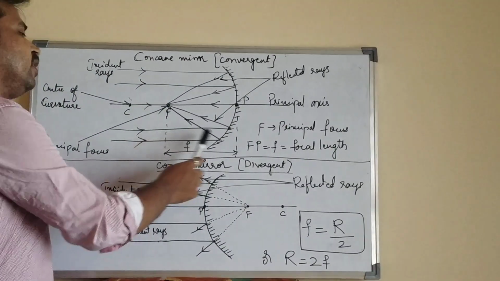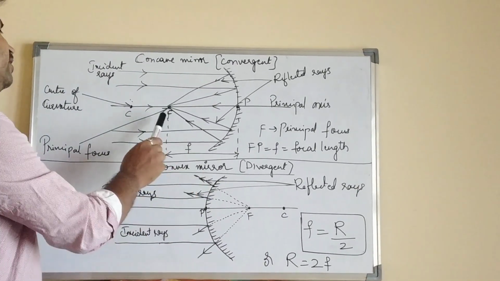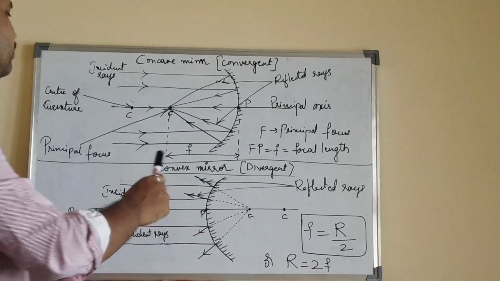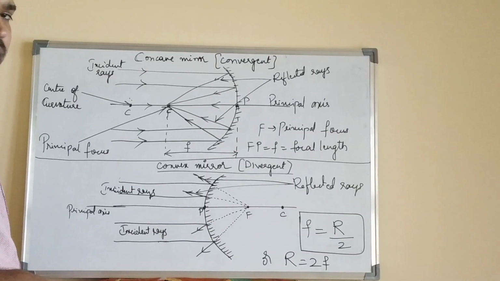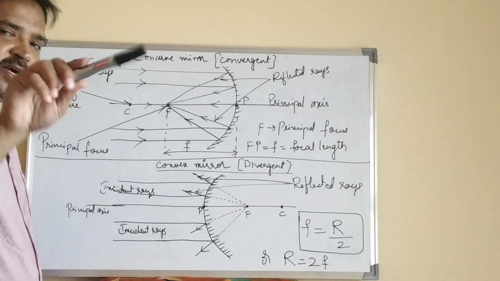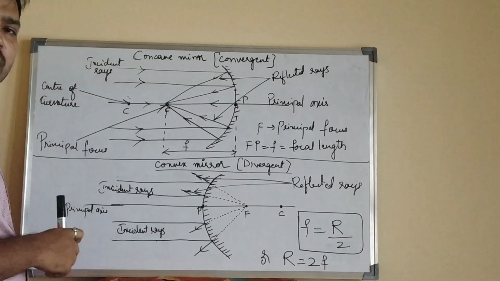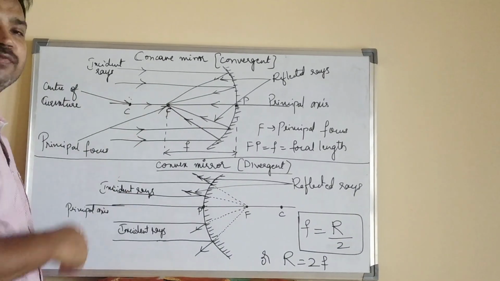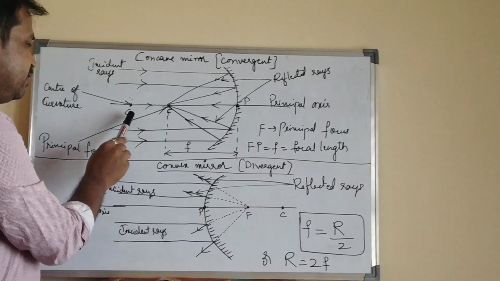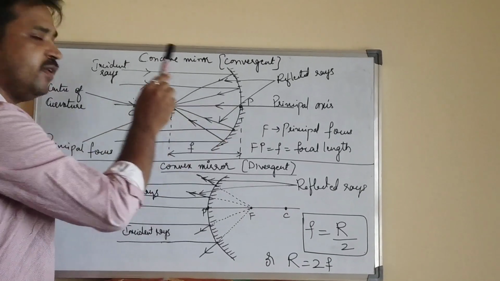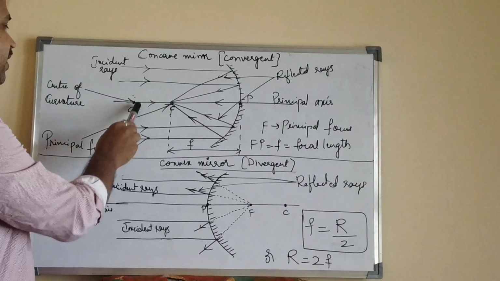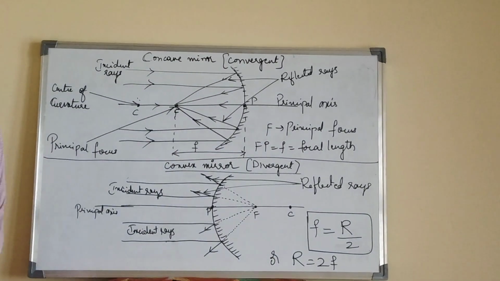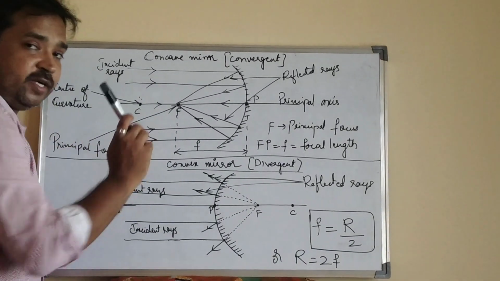I repeat, the focal length of a spherical mirror is defined as the distance between the principal focus and the pole of the mirror. Then, what do you mean by radius of curvature, as I was explaining? Radius of curvature is defined as the radius of the hollow sphere of glass of which the spherical mirror is a part. How to observe radius of curvature here? Radius of curvature is the distance between the center of curvature and the pole of the mirror. I repeat, it is the distance between the center of the hollow sphere and the pole of the mirror. Now, all these are at different positions.